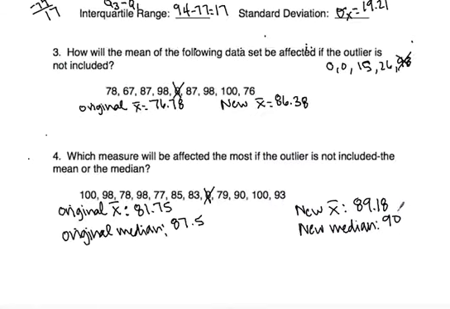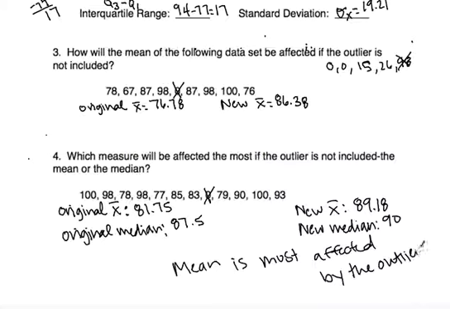So we want to compare and see which one increased the most by excluding that outlier. So if I look at the original X bar and the new X bar, that's almost an 8-point jump. And if I look at the original median and the new median, that's only about a 2.5-point jump. So the mean is going to be the most affected by the outlier in this case.